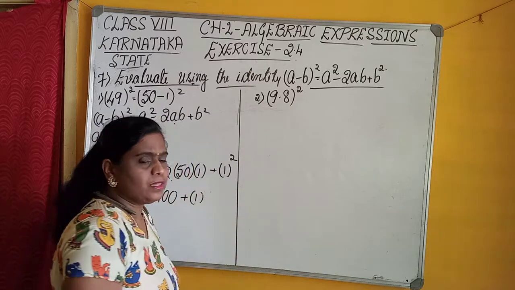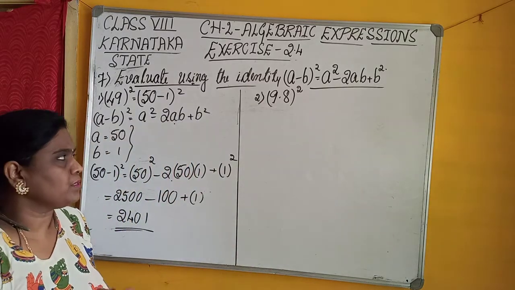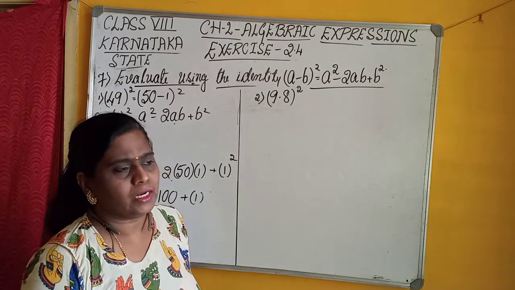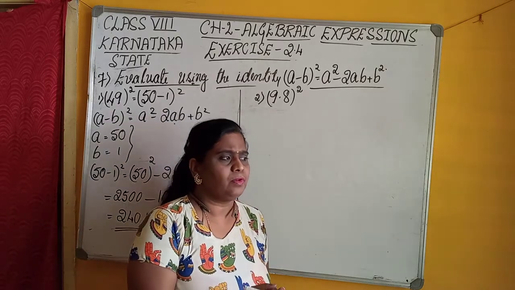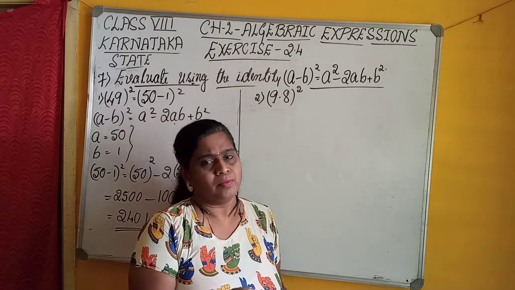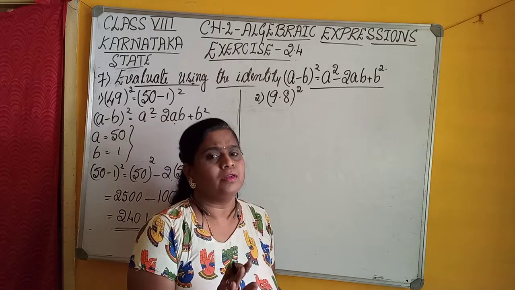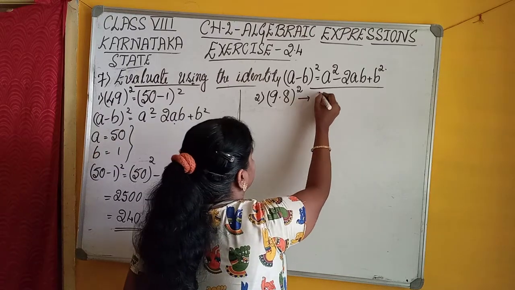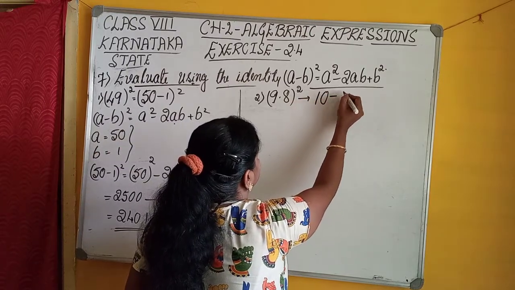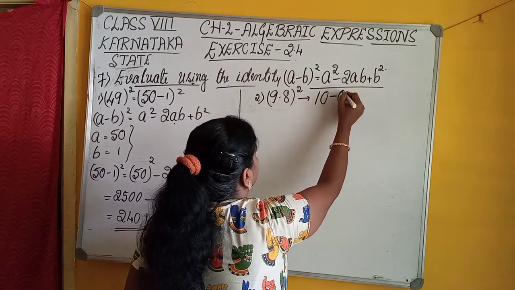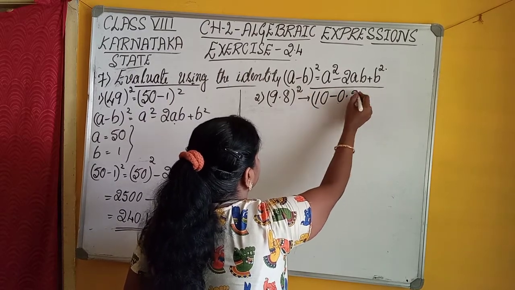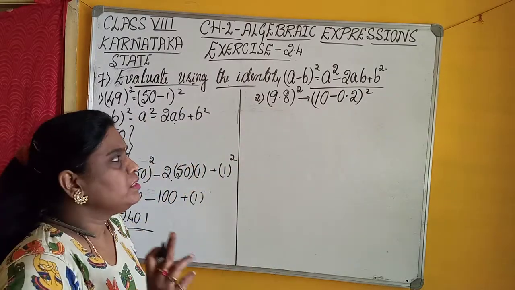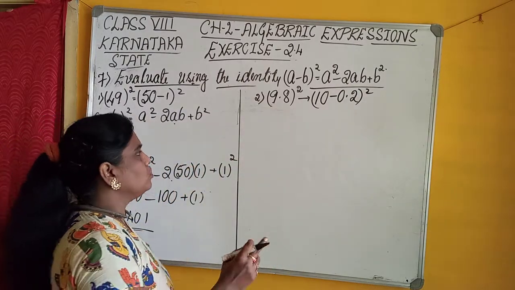Okay. Next go to the 9.8 whole square. This also should be written in the form of (a minus b) whole square. How is it possible? 9.8 can be written in the plus form. It is 9 plus 0.8, but plus should not come here. Let us think. It can be written as (10 minus 0.2) whole square, isn't it? 9.8 can be written in the form of 10 minus 0.2 whole square.